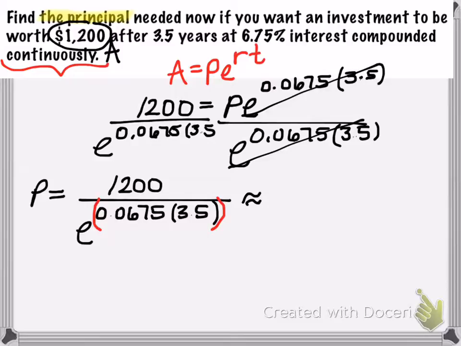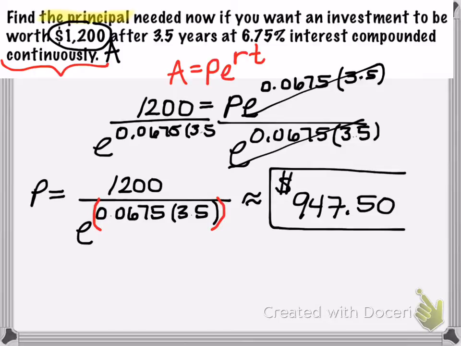And it looks like we should end up with a value of approximately $947.50 is how much money we would need to have on hand right now and invest in order to have $1,200 in 3.5 years.